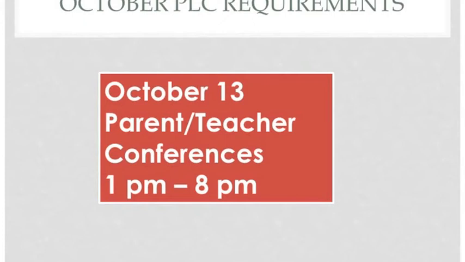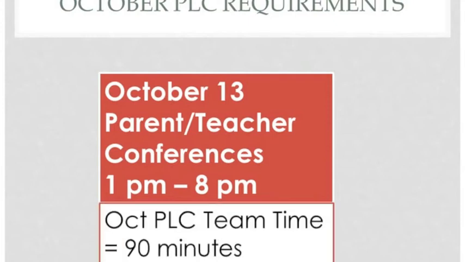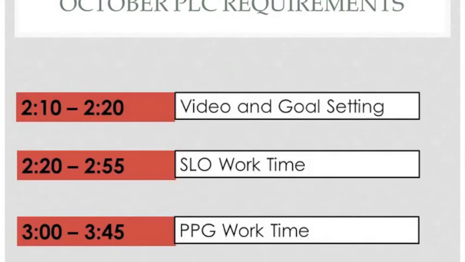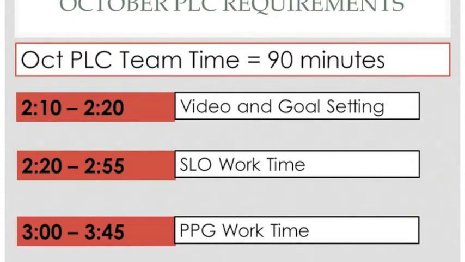And now a note about the October PLC team time. In October, all staff are required to attend the parent-teacher conferences from 1 to 8 p.m. Team meeting time is scheduled to take place before the parent-teacher conferences and must equal 90 minutes. Before you leave today, make sure your team has decided its plan of action for that day. The 90 minutes of PLC time must include seminars 1 through 3, video, SLO, and PPG time. The flexibility comes in on when and how you use those seminar times.